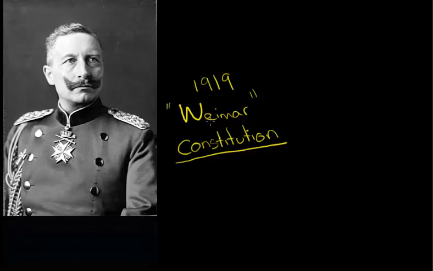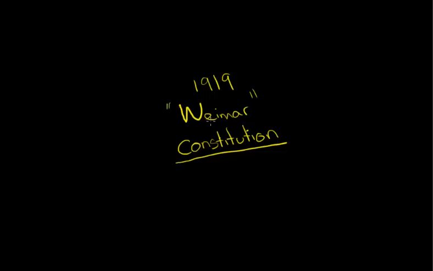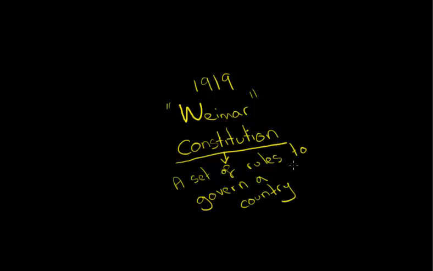The Weimar government was a coalition of different parties and different politicians who came together to form a government at that time. They then had to come up with a new set of rules, because this was a democracy now. This was a new government. They needed a new way of doing things. And so what they did is they drew up the Weimar Constitution, and that really explains what a constitution is. It's a set of rules to govern a country, and that's all a constitution is.